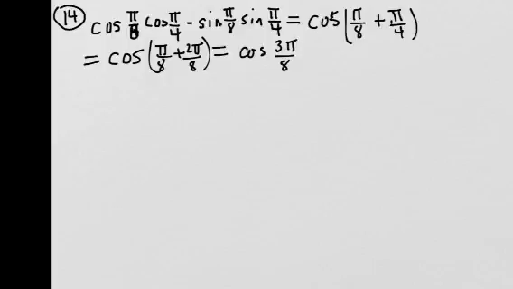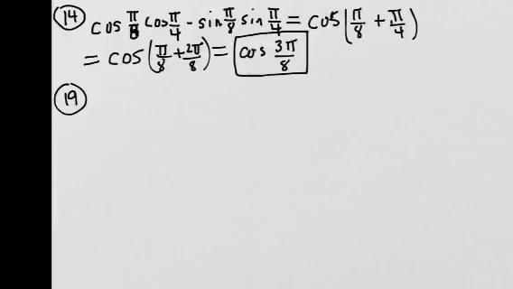Okay, and that's as far as you had to do because they want the exact value. 3 pi over 8 is not a special angle, so you would have to use a calculator to evaluate this, and that gives you an approximate value, not an exact value. So that's it for number 14. The other one that you guys asked for was number 19.